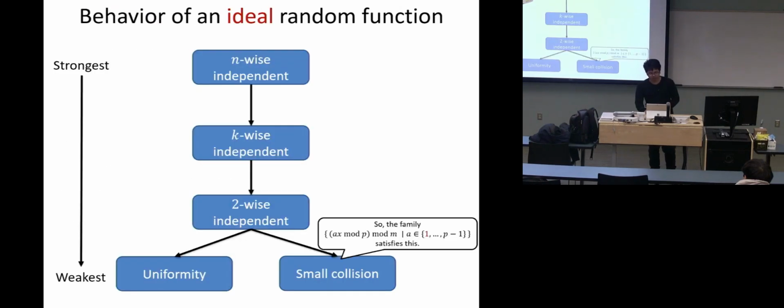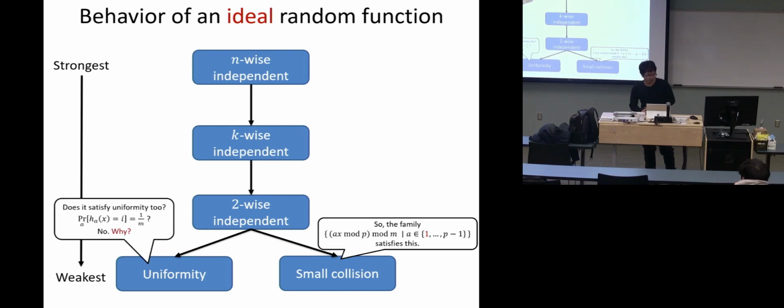But it means that this simple family satisfies the small collision property. Actually, it doesn't even satisfy uniformity. Why is that? Because if x is 0, it always maps to 0. So it doesn't map 0 uniformly at random; it maps 0 to 0 always. So it doesn't satisfy uniformity, but it satisfies this property.